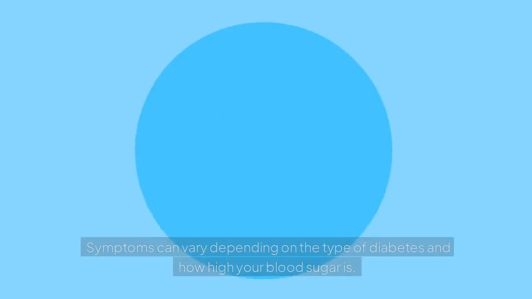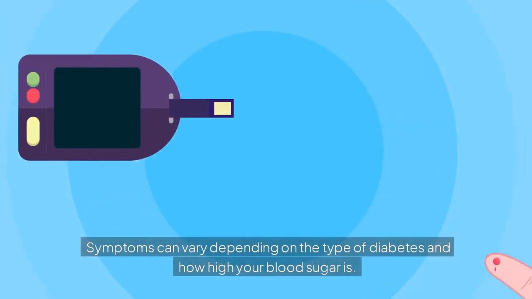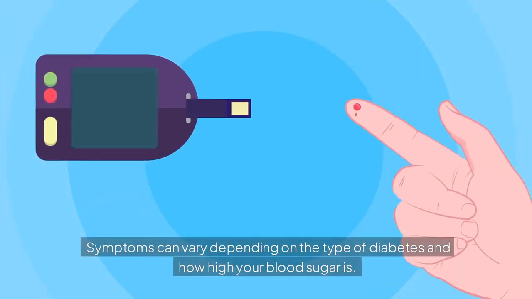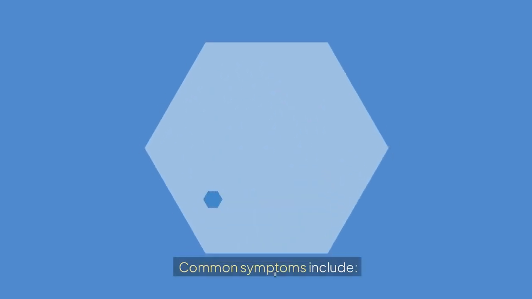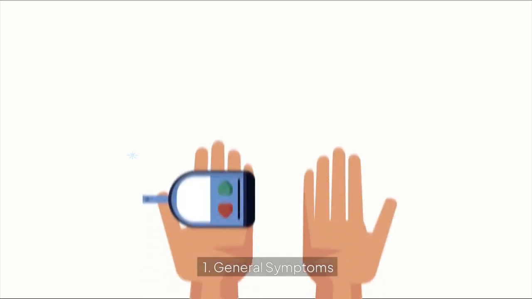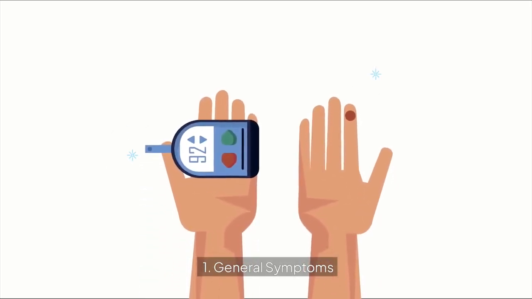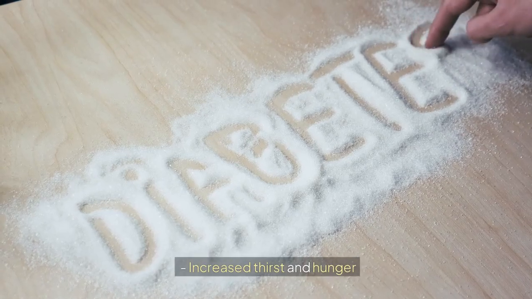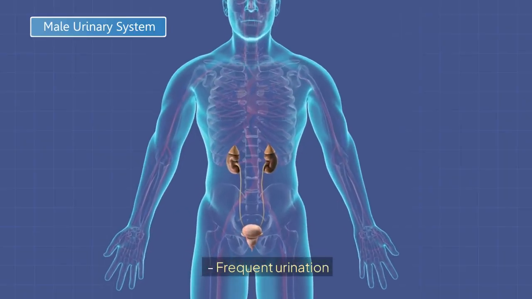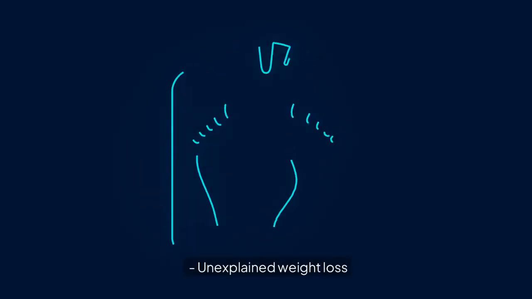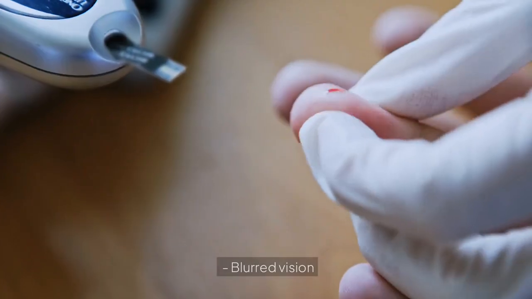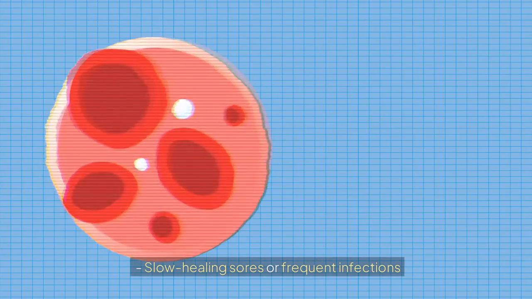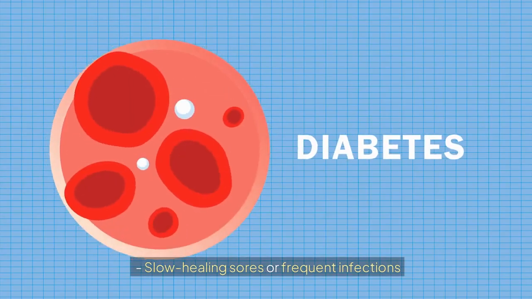Symptoms. Symptoms can vary depending on the type of diabetes and how high your blood sugar is. Common symptoms include 1. General symptoms. Increased thirst and hunger. Frequent urination. Unexplained weight loss. Fatigue. Blurred vision. Slow healing sores or frequent infections.